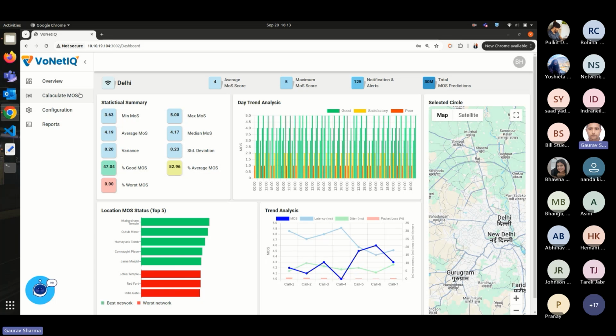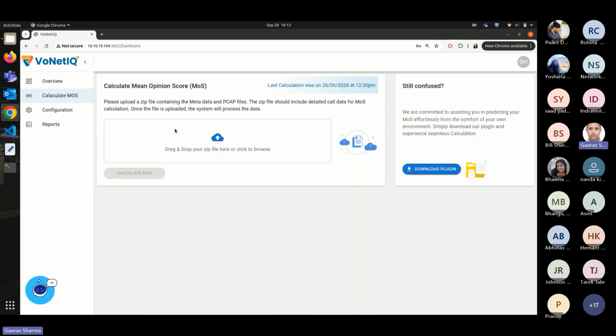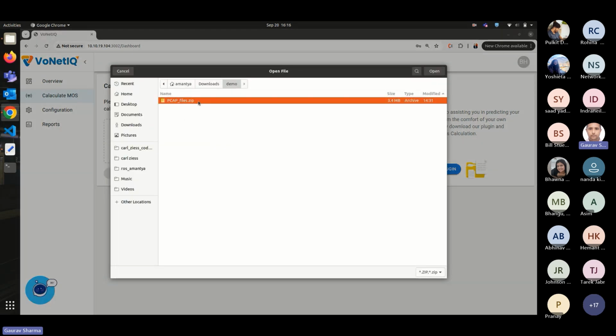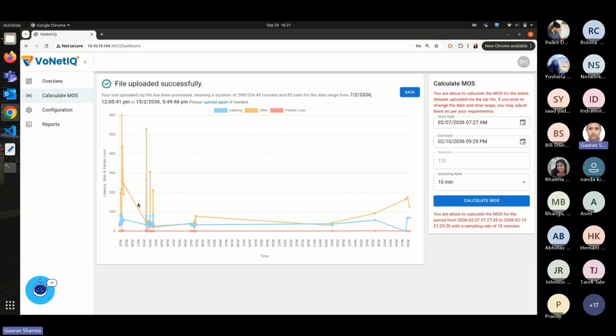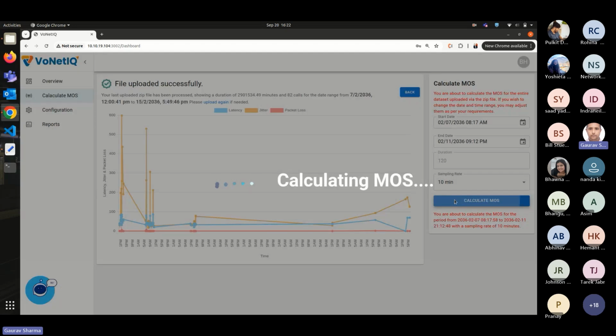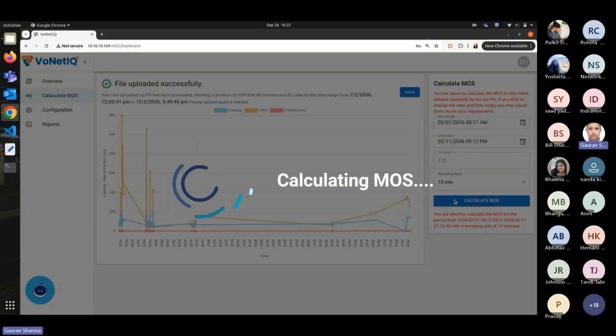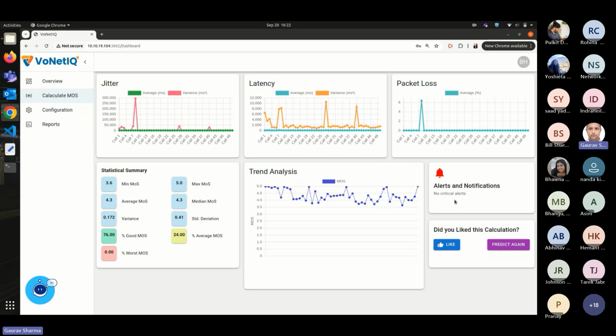Traditionally, MOS scores require audio inputs, but with VonetIQ, you can simply upload a PCAP file and the tool extracts relevant network parameters like jitter, latency, and packet loss. Now, let's upload a PCAP file and let our tool extract the call data. Now, our data has been extracted. We can select the call range to let our AI models analyze the network parameters to accurately predict MOS for each call. The AI model is trained on a large data set and uses inputs such as jitter, latency, packet loss to predict MOS on a scale of 0 to 5, reflecting the call quality. After processing, you will see the predicted MOS for each call, including average values for the network parameters.